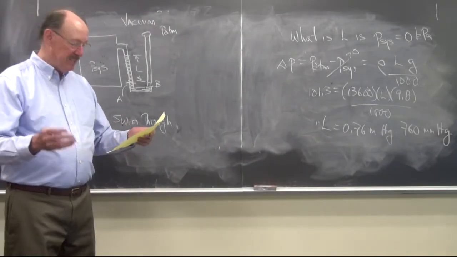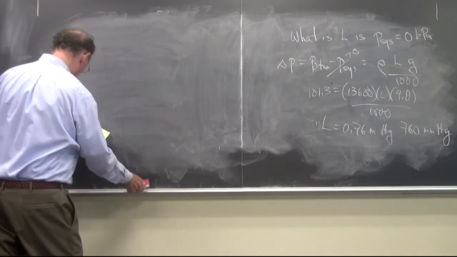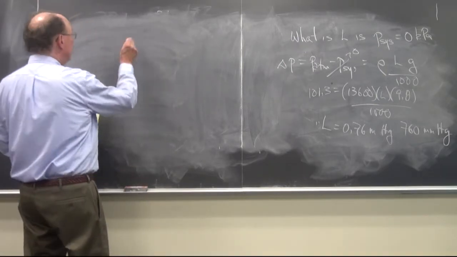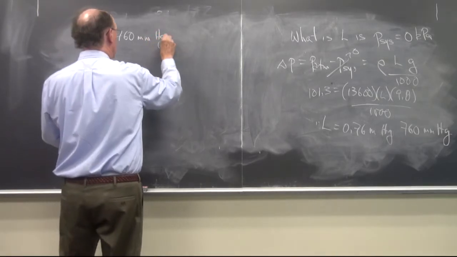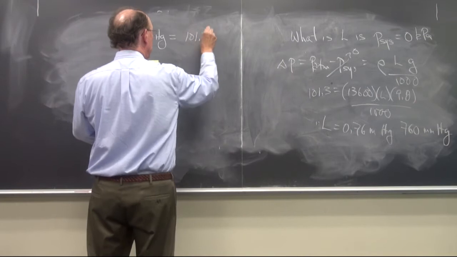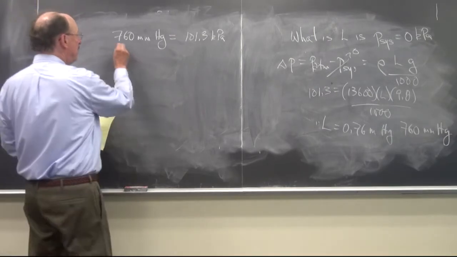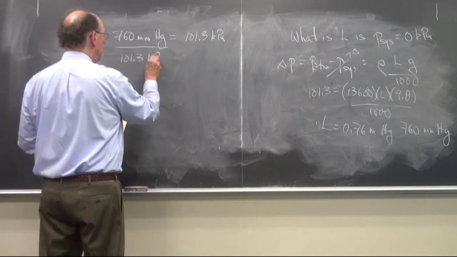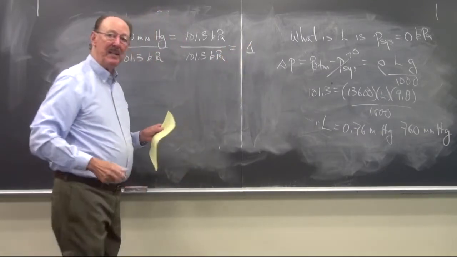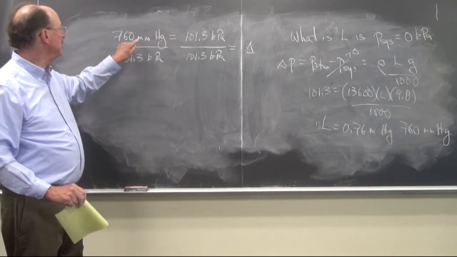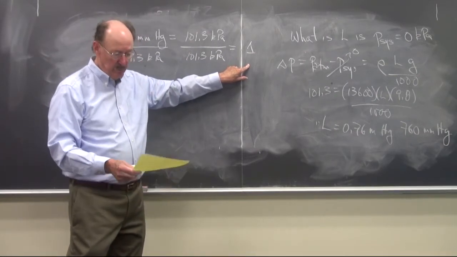Now let's make sense of this and see how we put it together. So I saw that 760 millimeters Hg is equal to 101.3 kPa. So if I divide both sides by 101.3 kPa, this is equal to a dimensionless one. So this is a conversion factor. This conversion factor of this over that is a dimensionless one, so I can multiply and divide by a dimensionless one. And so we'll be able to use that.